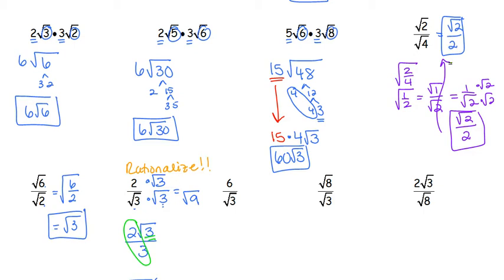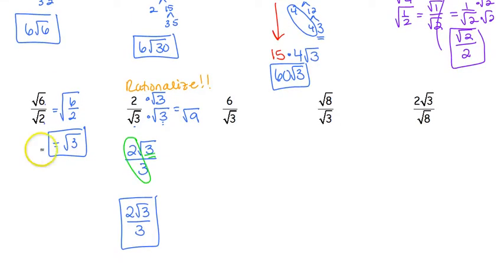A lot of problems can be approached in a lot of different ways. There's no right way, no wrong way. Some ways are faster and some ways are slower. So just remember your rules. You can't have a fraction under the radical, and you can't have a radical in the bottom of the fraction, in that denominator.